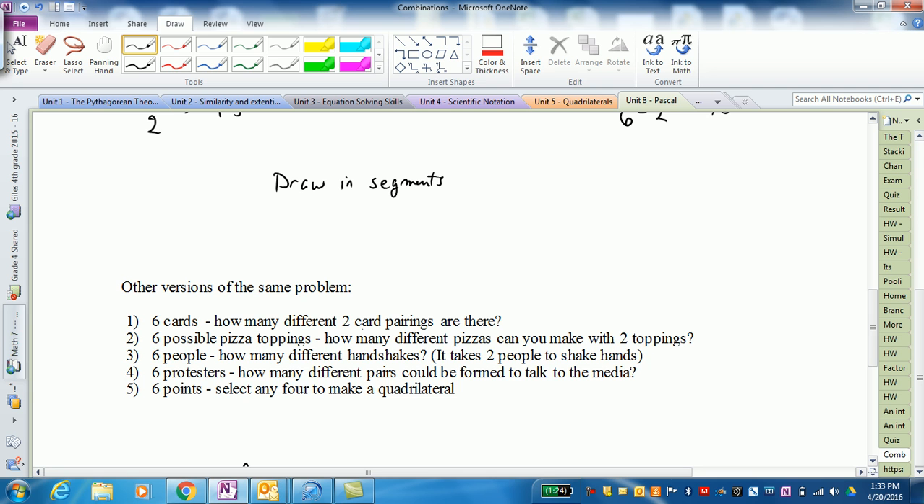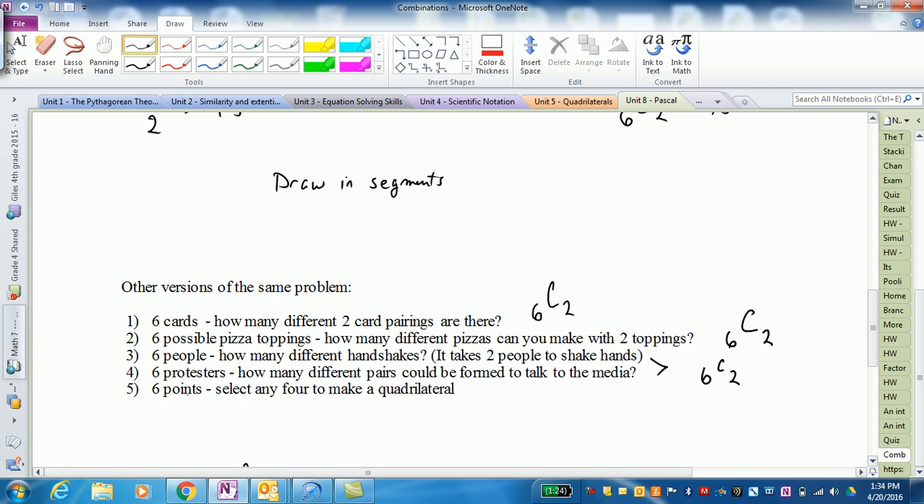If you have 6 cards, how many different pairings are there? A mathematician would just say, well, 6 objects, 6 cards, choose 2. If you have 6 possible pizza toppings and you're going to make a pizza, how many different pizzas could you make that have 2 toppings? There are 6 different toppings, 6 choose 2. If you have 6 people, how many different handshakes could you have? There are 6 people, choose any 2 and have them shake hands. If you have 6 protesters out demonstrating about something, and you want to check 2 for the media, it doesn't matter how you pick them, it's still going to be 6 choose 2.